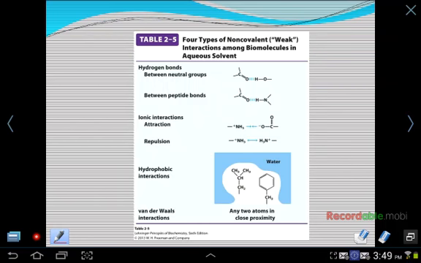Here we can see examples of types of non-covalent interactions in biomolecules. So we have our hydrogen bonds, our ionic interactions that can occur in functional groups such as the amino acids and proteins, as well as the hydrophobic interactions. Here we can see that these two hydrophobic groups aggregated in order to shield the inner surface from water.